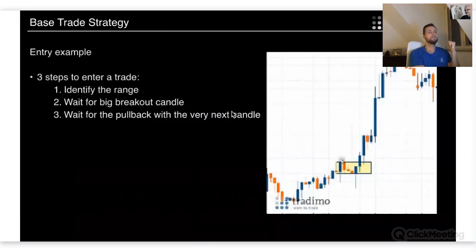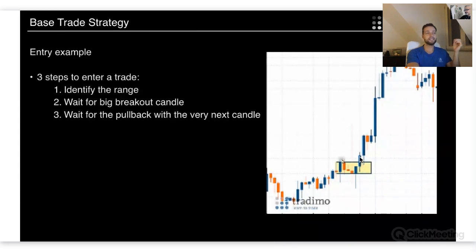Okay, just a little conclusion here. So, entry example at its best. There are 3 steps to enter a trade. First of all, you need to identify a range. This here is our range. Then we need a breakout with a big candle. So this here is the breakout.